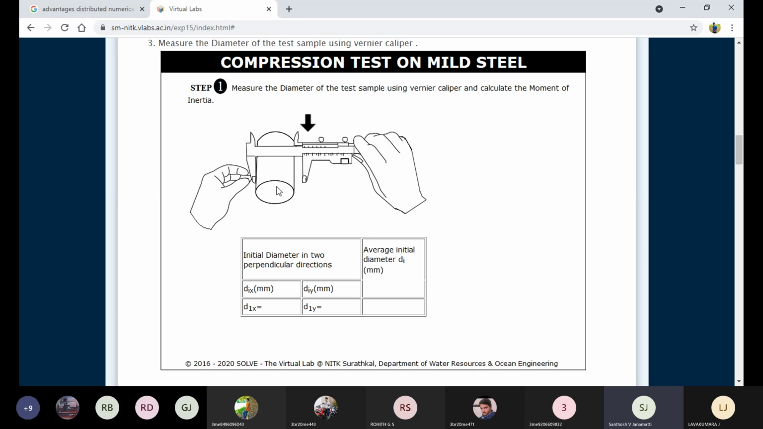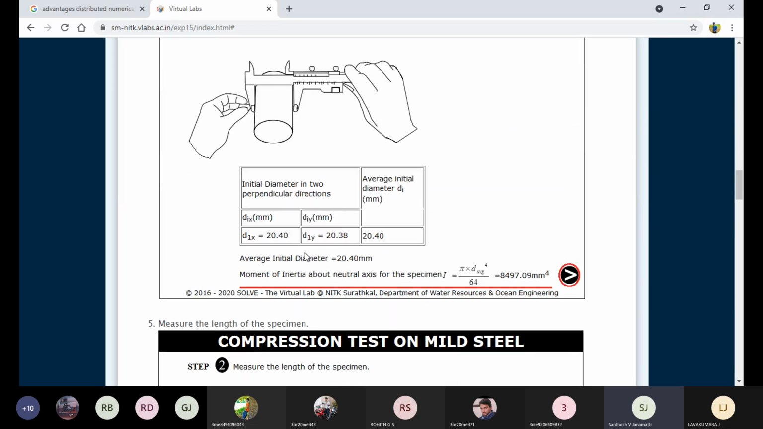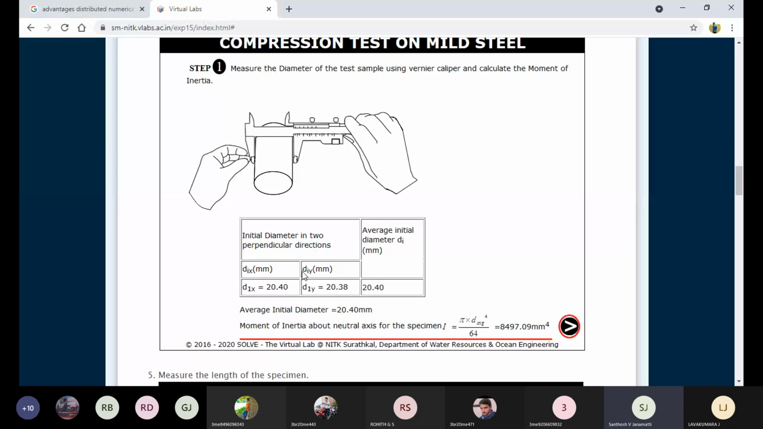Before that, we need to check the initial gauge length and initial diameter of the samples. This is the first step. We need to take the dimensions of the given sample. So note down the diameter and length of the sample, right? Initially, they are taking the diameter.